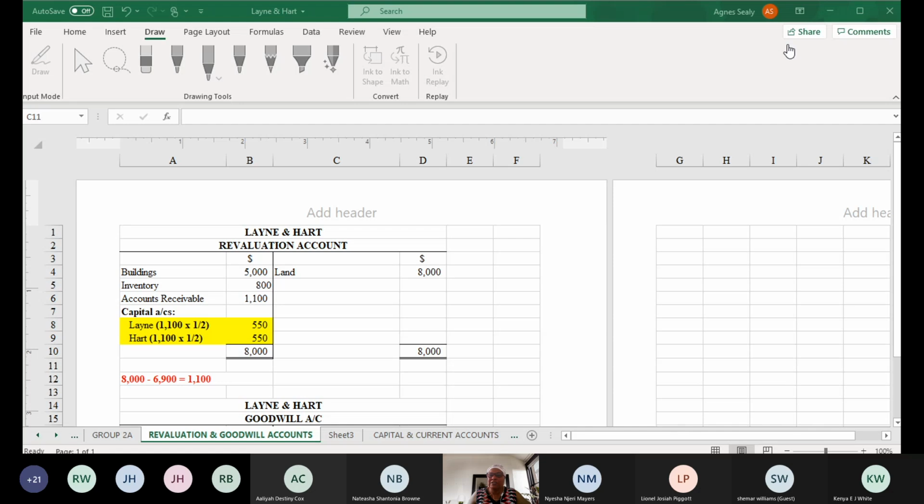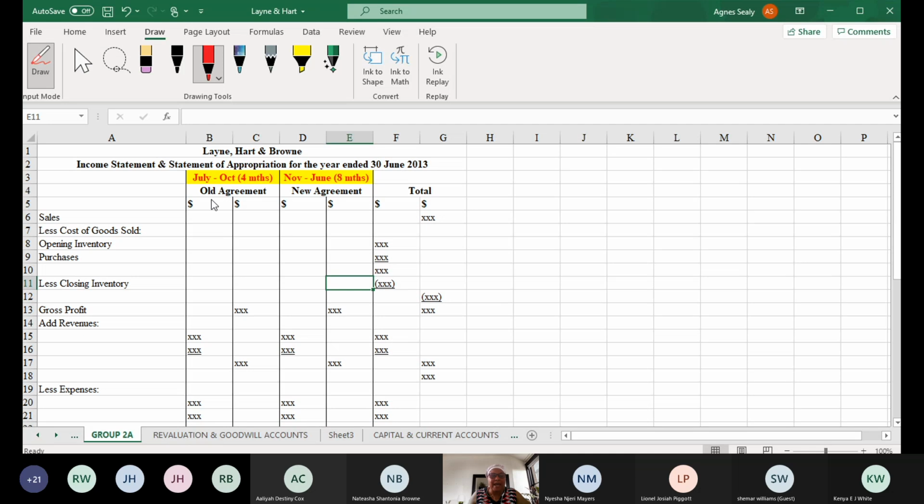So we've completed those accounts. What we are going to be looking at now is going back to do our income statement and statement of appropriation. Now, remember last week, Friday, we stated that you have this format online. So I hope everybody has it.